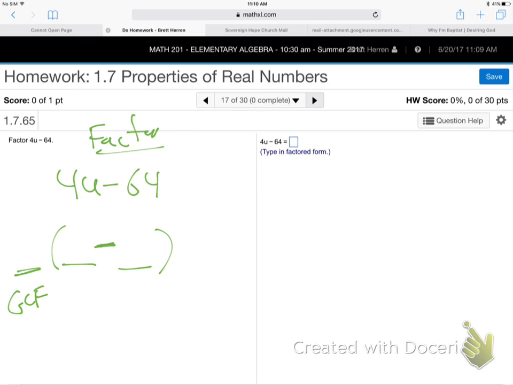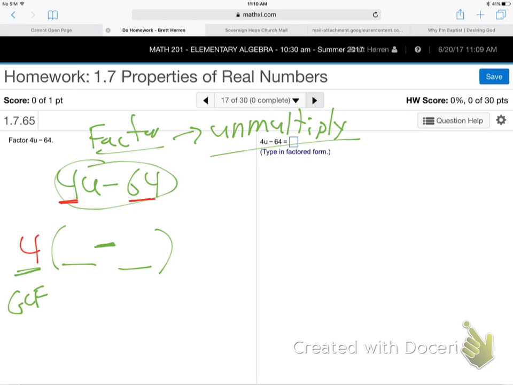Basically, you know what factor means? It means unmultiply or reverse multiply, or however you want to say it. They basically find out what it was before it was multiplied, before it was distributed and became this. What was it beforehand? That's what they're asking. So how do we figure that out? Well, you look at the 4 and the 64. Take your calculator if you don't know already. 4 does go into 64, so 4 is a common factor. In fact, it's the greatest common factor, because 2 goes into both those numbers also, but 4 is the greatest number that goes into those numbers.